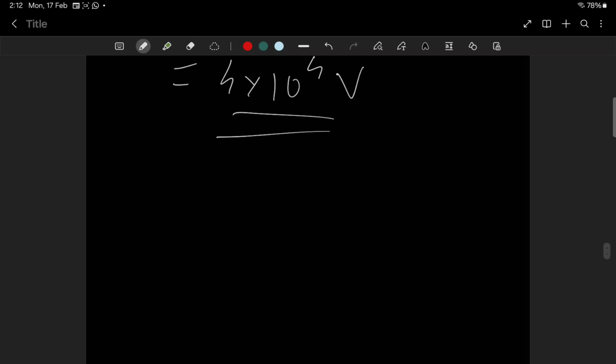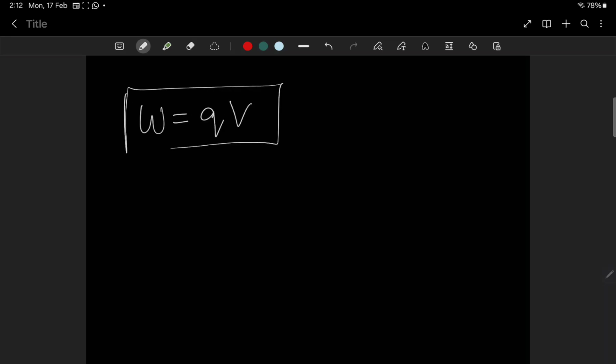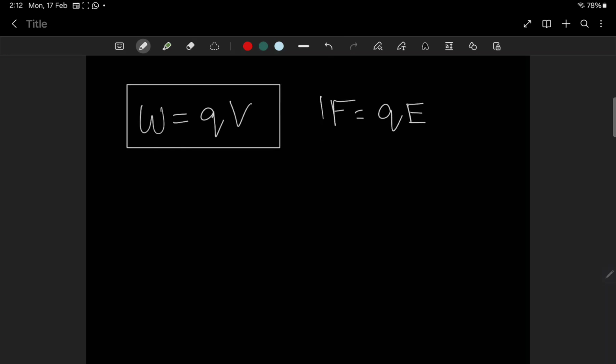Now they have asked you something. Look, potential. I told you that work done is equal to Q times potential. This is another important equation, like force is equal to Q times electric field. Work is equal to Q times potential.